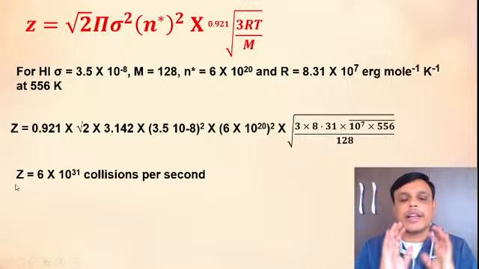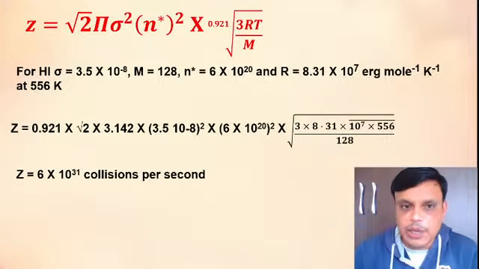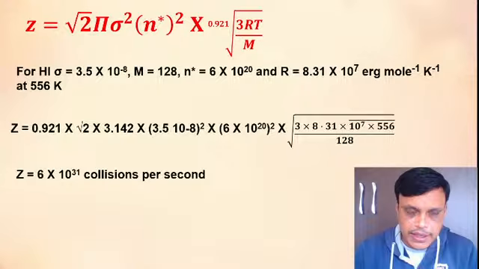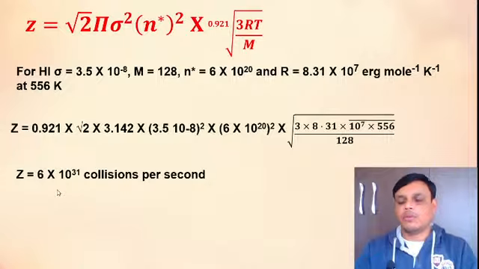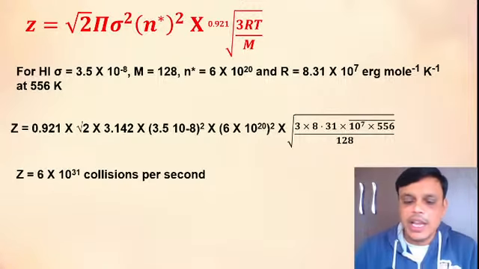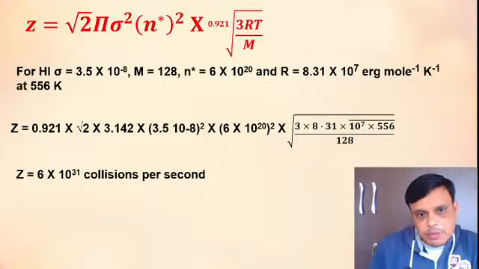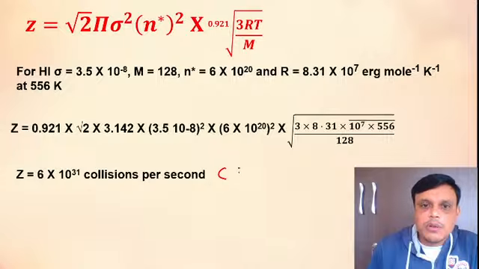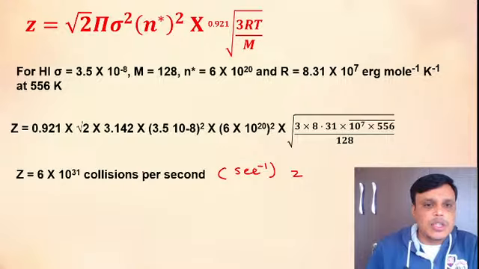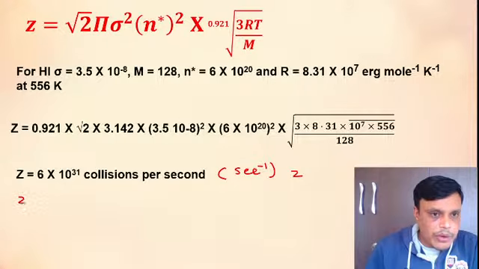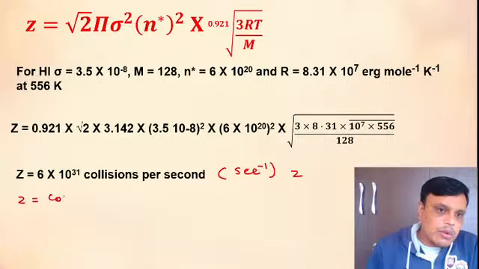So we have calculated the collision frequency, and frequency is expressed per second. The value of Z is 6 into 10 to the power 31 collisions, and the unit for the collision frequency is per second. Please remember this. So first we have calculated Z, which is nothing but the collision frequency.